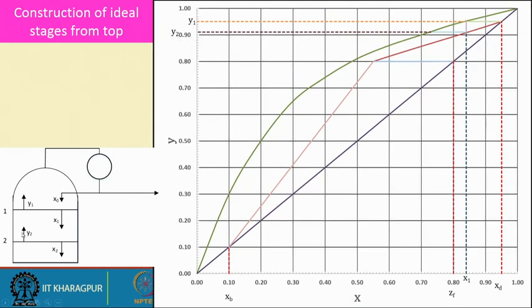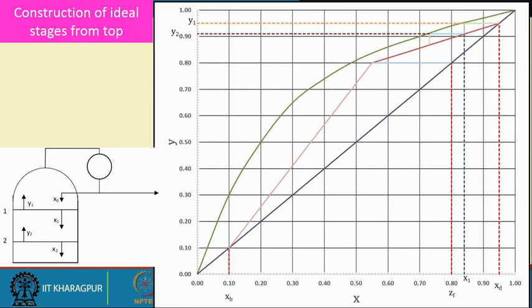And once we get the value of Y2, then we go to the equilibrium curve to get the value of X2. So that is how we find that when this particular point has been taken to the equilibrium curve, this is representing the value of X2. That means whenever we are drawing any horizontal line, it represents a particular stage, because the horizontal line is relating the outgoing streams. So that is how this is one stage and this is another stage.